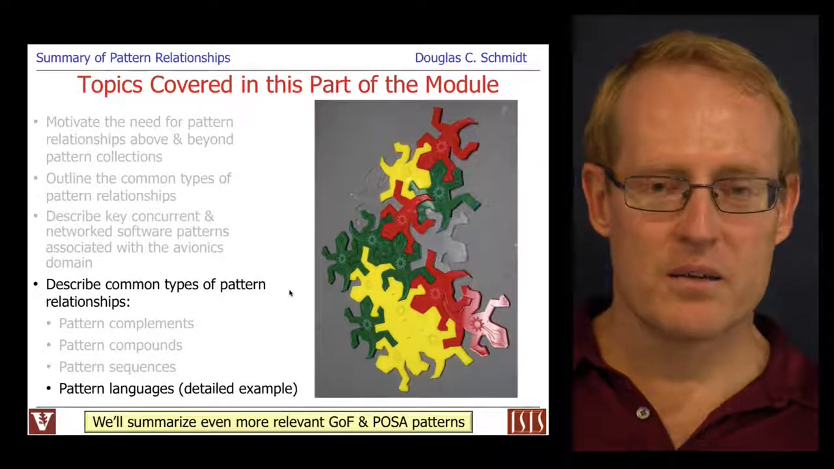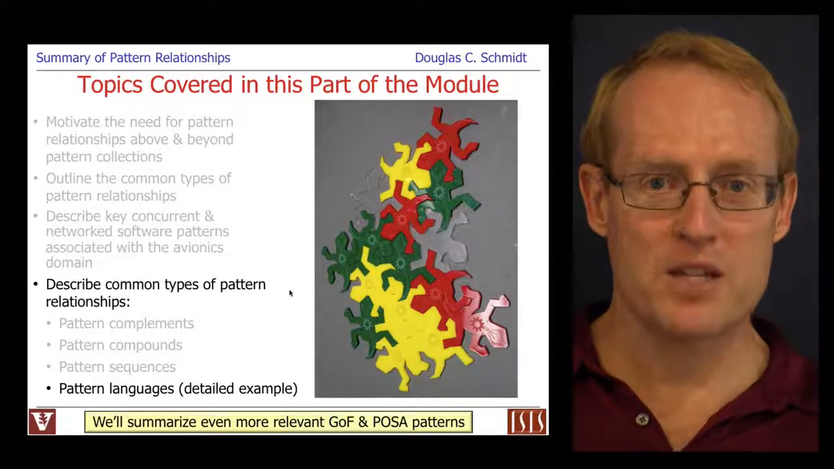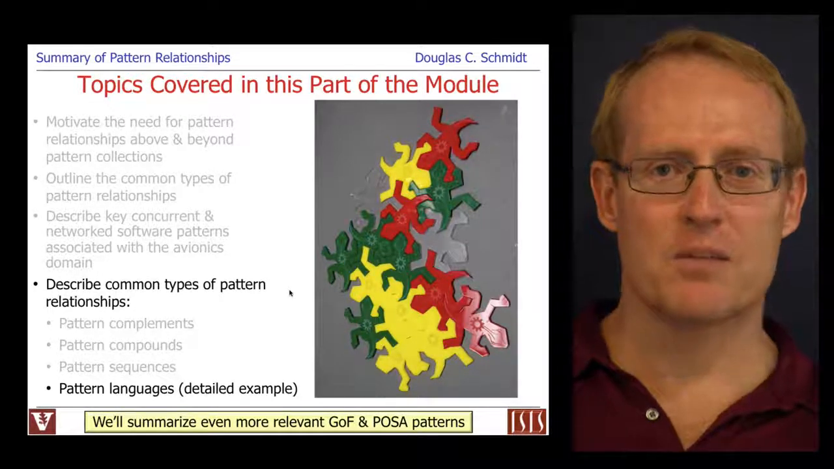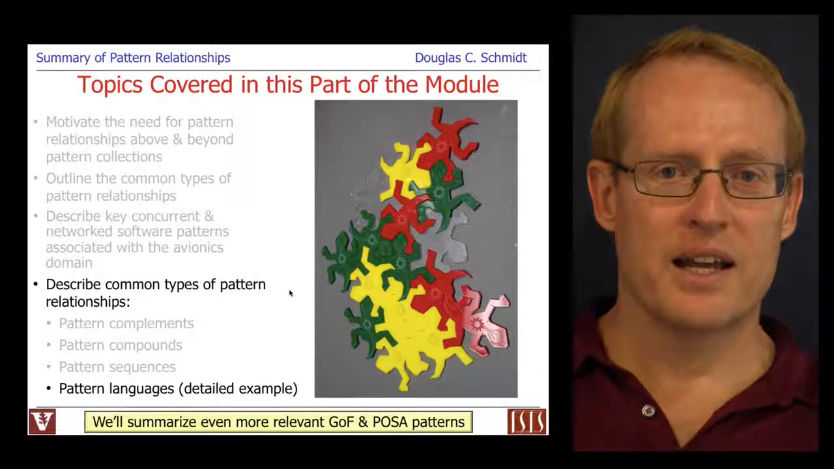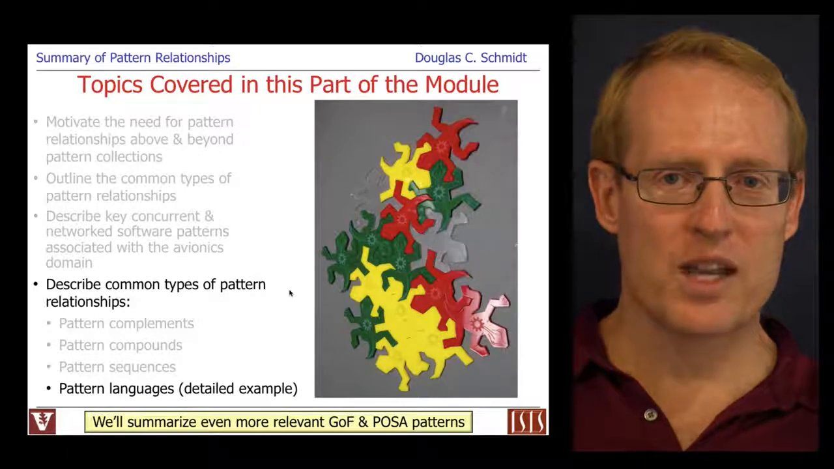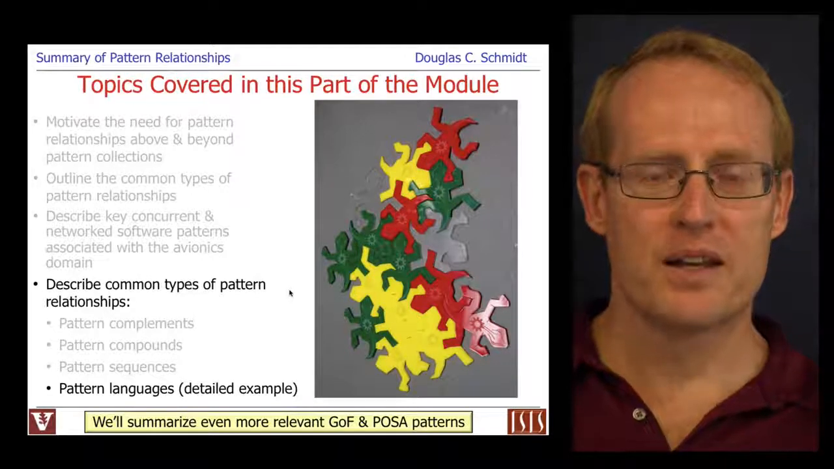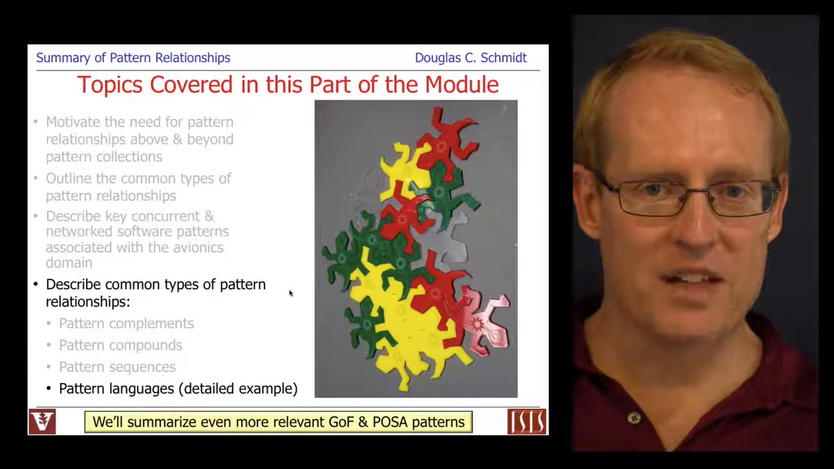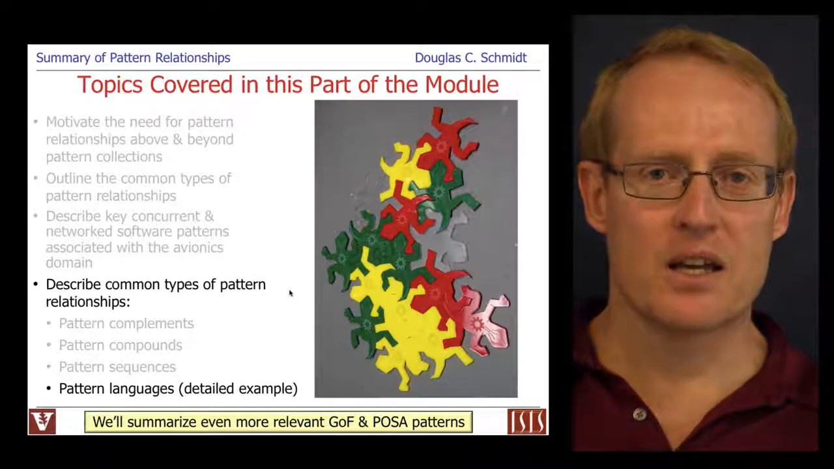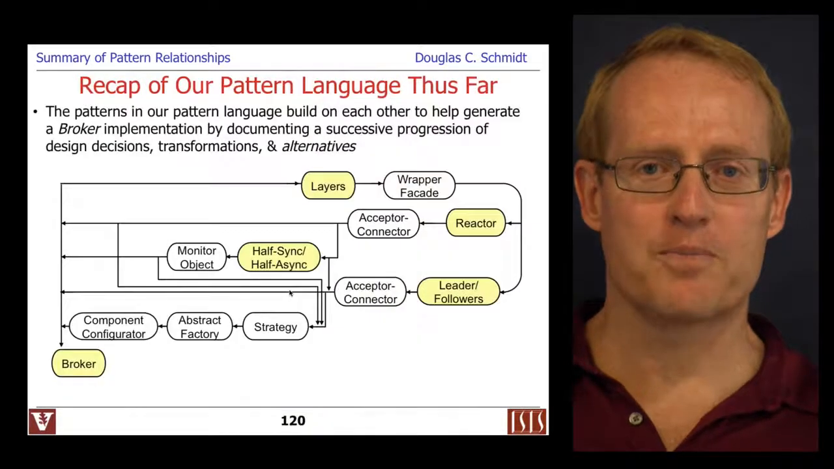We've talked about pattern relationships like pattern complements, pattern compounds, pattern sequences. And in the previous part, we gave an overview of pattern languages and talked through some of the ways in which they allowed us to navigate through the design space of developing some communication middleware. In this part of the module, we're going to have a little bit more detailed analysis of a particular piece of some of those patterns in the pattern language.